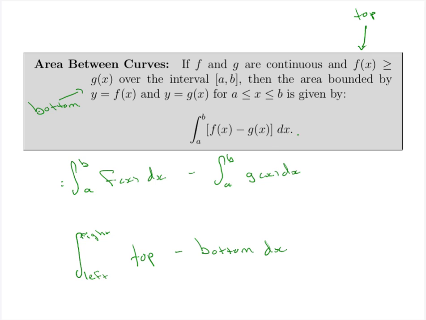Sometimes they'll be called h or whatever. Sometimes g will be on the top of f. All we care about is that one function is on the top, one function is on the bottom, and we're always going to do top minus bottom. Other than that, it's pretty easy. We'll talk about a couple of harder tricks that we have to look for in class, but for now, let's just get the basic setup here.